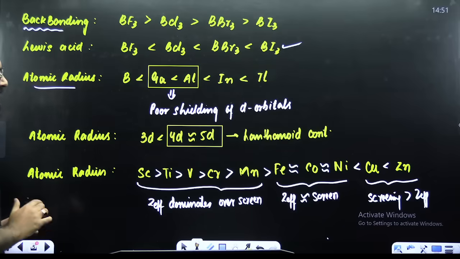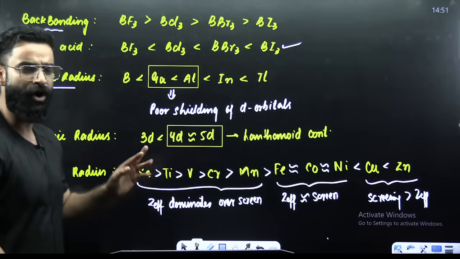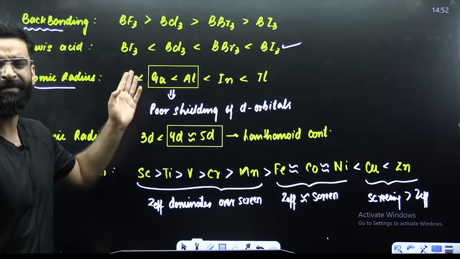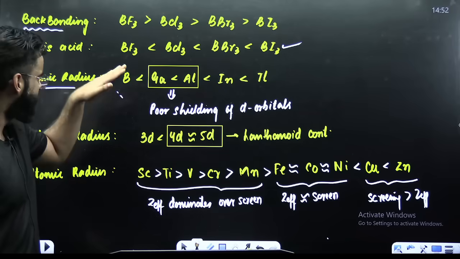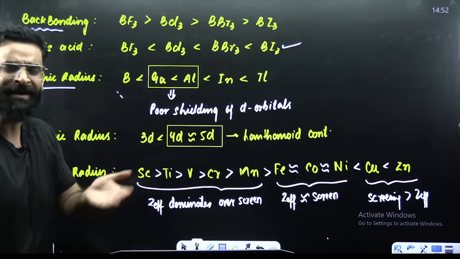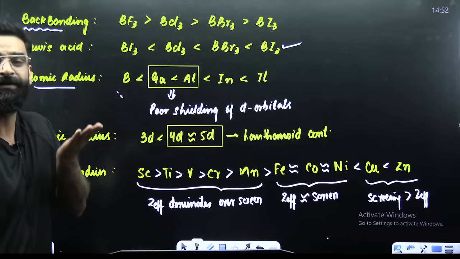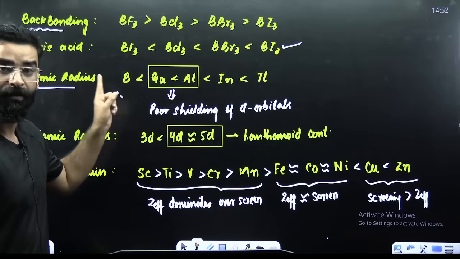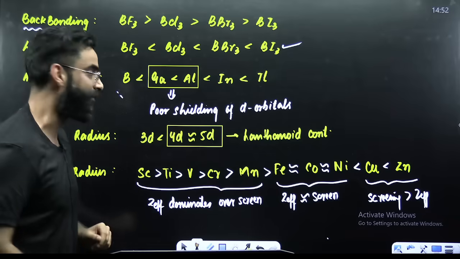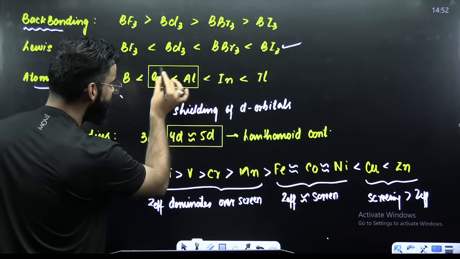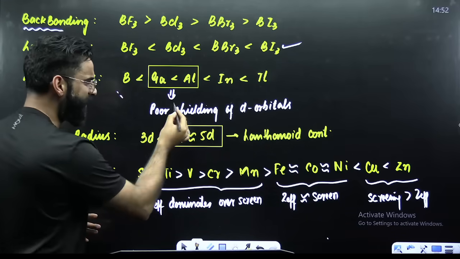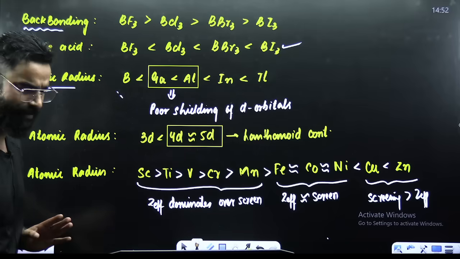Order of atomic radius. You have got group 13 elements: boron, aluminium, gallium, indium, thallium. So you know, down the group, what happens to radius? Generally, down the group size increases. So the order should be boron, aluminium, gallium, indium, thallium. But over here there is an exception: gallium comes first, then comes your aluminium. Why is that? Because of the poor shielding of the d orbitals. You have studied it, I believe.